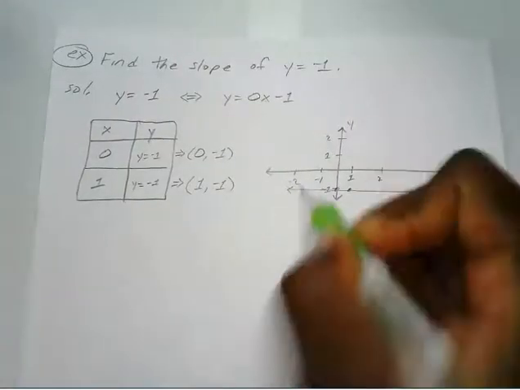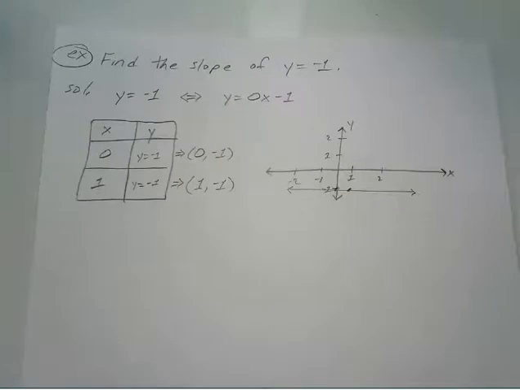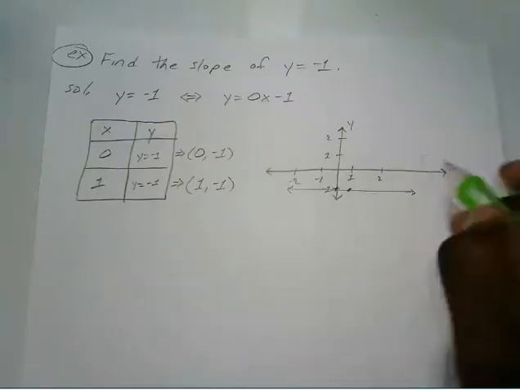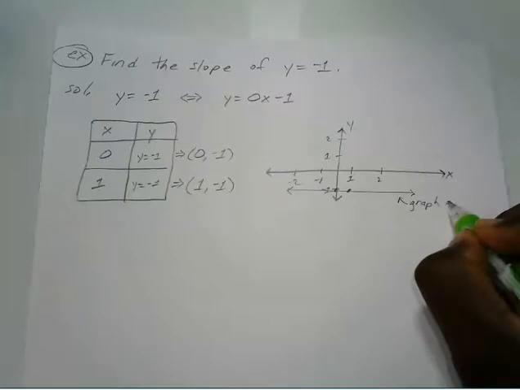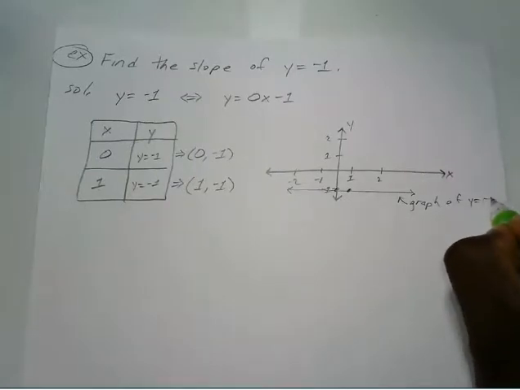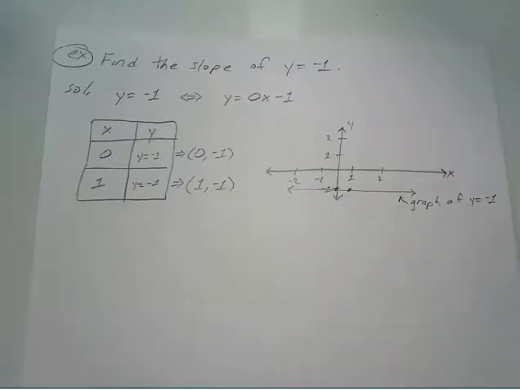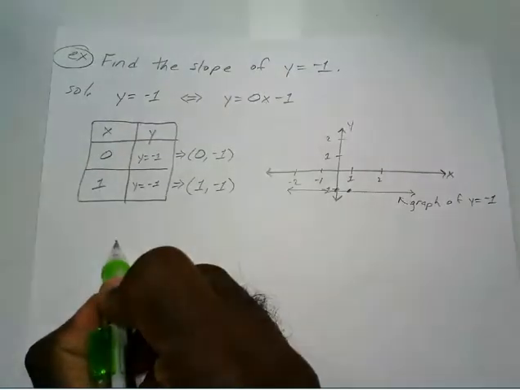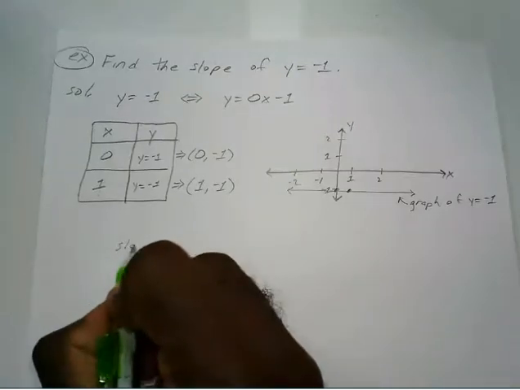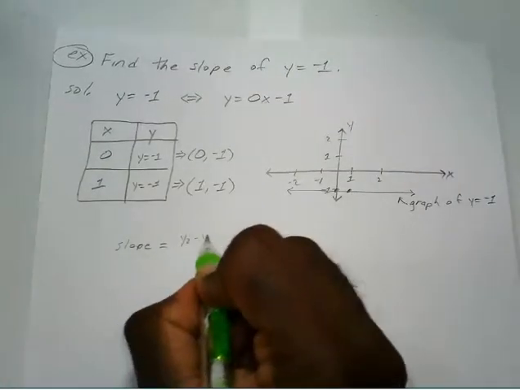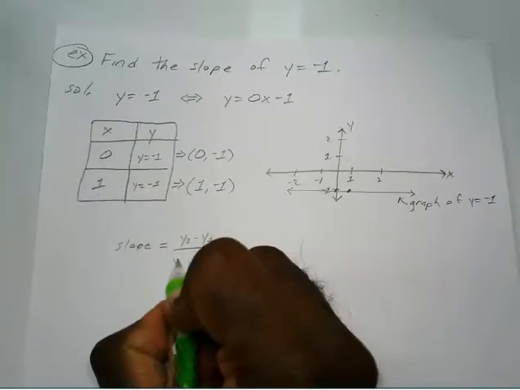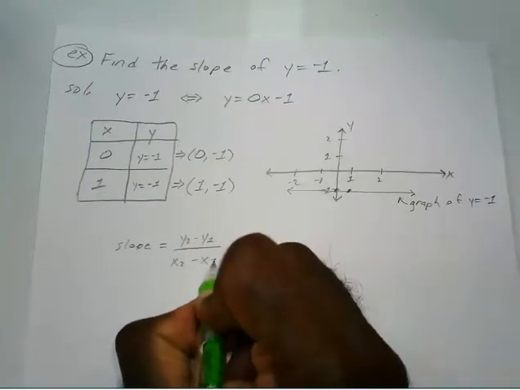And this is your graph of y equals -1. Okay, now we have our graph. Now we're just looking for the slope. Remember, your slope is y2 minus y1 over x2 minus x1.